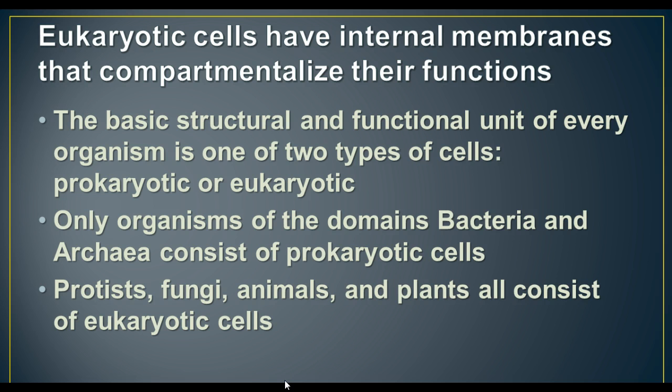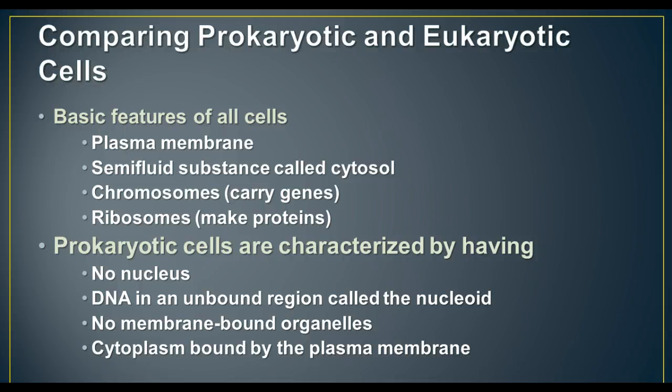Eukaryotic cells have internal membranes that compartmentalize the functions in the cell. Remember that we have two basic kinds of cells. We have prokaryotic cells and eukaryotic cells. The prokaryotes, of course, are only organisms that belong to domain Bacteria and domain Archaea, and all other organisms belong to the Eukarya, which have eukaryotic cells. Now, basic features that all cells have in common, of course: plasma membrane, the cytosol, also called cytoplasm when it's got the other stuff in it, chromosomes, and ribosomes.